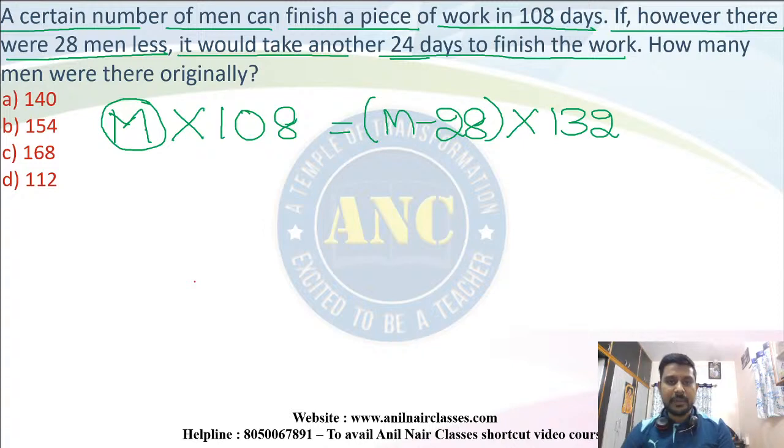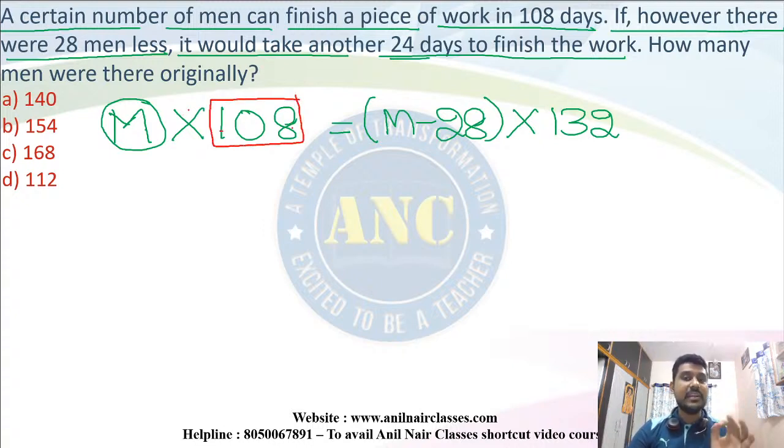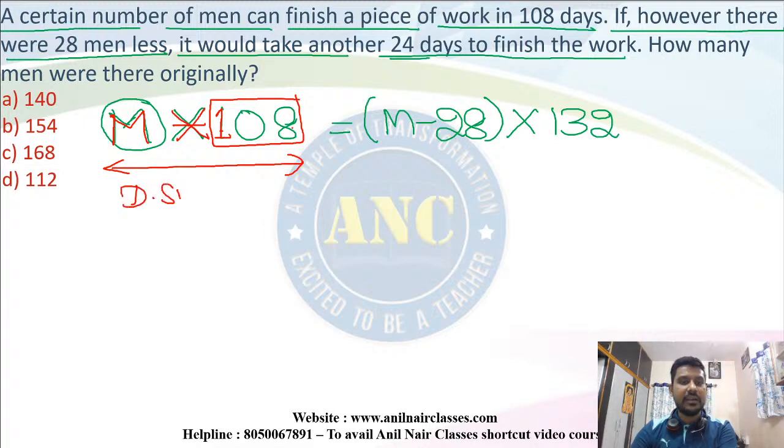Now see here, the best way to solve this question is by using the digital sum concept and the answer options. 108 has digital sum 1 plus 8, 9. In the digital sum class, it was explained very clearly that 9 multiplied by any number always has digital sum 9. That means the left hand side digital sum is 9. The right hand side digital sum should also be 9.